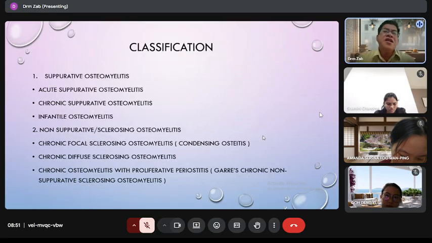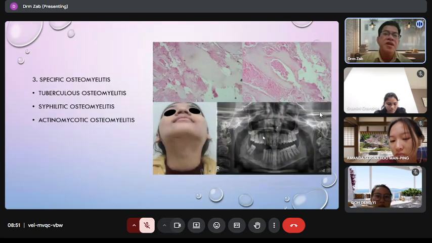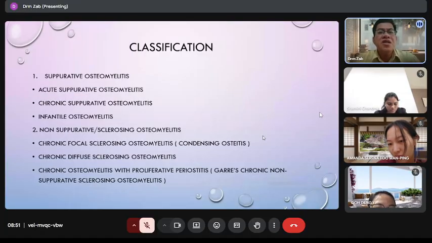Right. There are 3 types of osteomyelitis that you should know. One is what we call suppurative osteomyelitis. Second, non-suppurative or sclerosing osteomyelitis. And the third one is specific osteomyelitis. This is granulomatous osteomyelitis, right? Suppurative osteomyelitis, there are three types: acute suppurative osteomyelitis, chronic suppurative osteomyelitis, and infantile osteomyelitis, which basically affect young children. All right. So suppurative meaning this type of osteomyelitis produce pus. So you may have acute or chronic suppurative osteomyelitis.